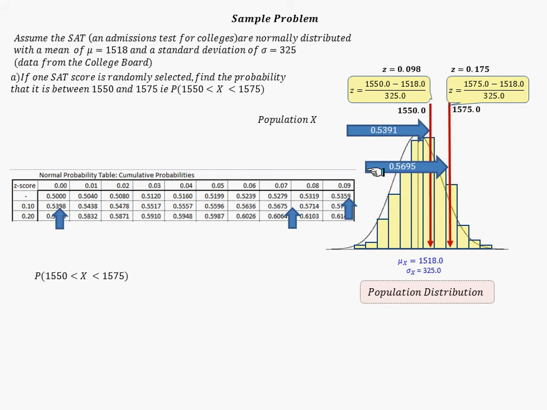And the area is the difference between these two numbers here, and you see them coming on the screen, 3.1%. And that's the answer.